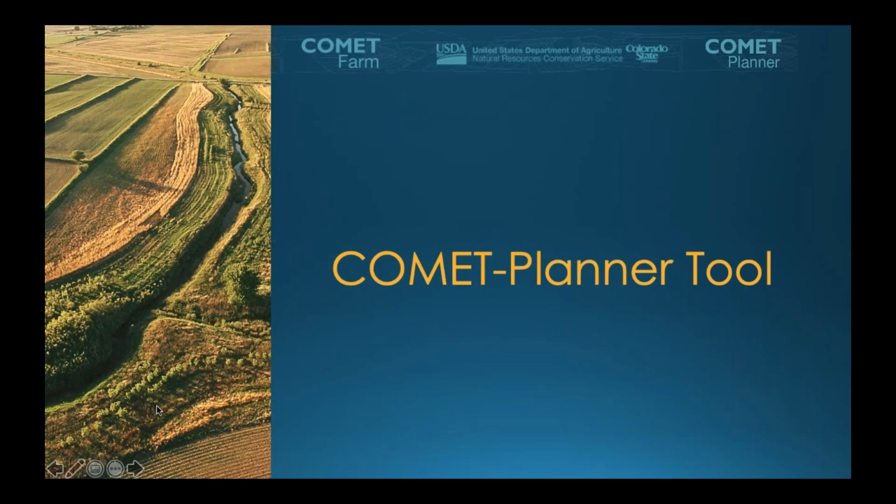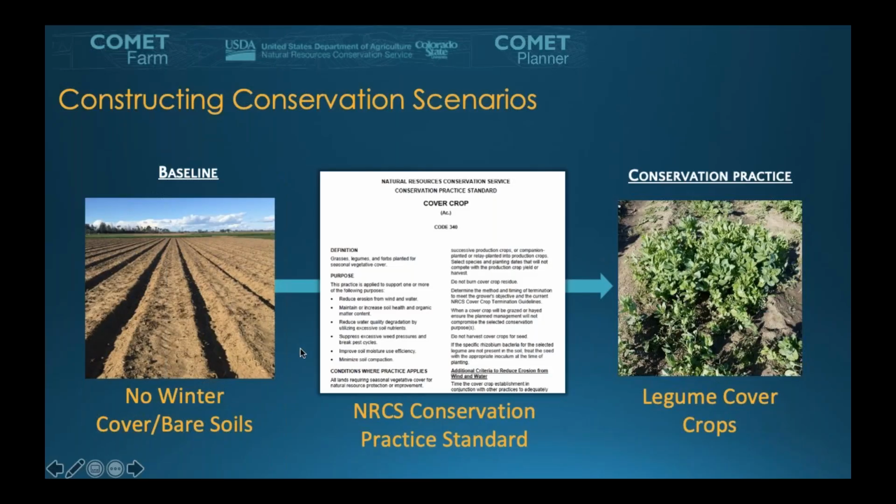All right, so a quick demonstration of Comet Planner before I hop into the Cropland demo. And because Comet Planner is only 4 clicks to get your results, this should be quick. So Comet Planner, the idea behind this was to create a tool that was simpler, easier to use, and it demonstrates the relative benefits of those NRCS conservation practice standards that are given in a specific region against a baseline.